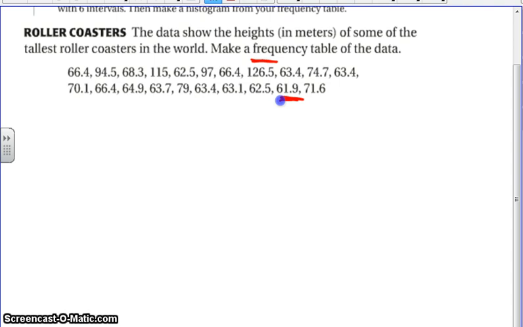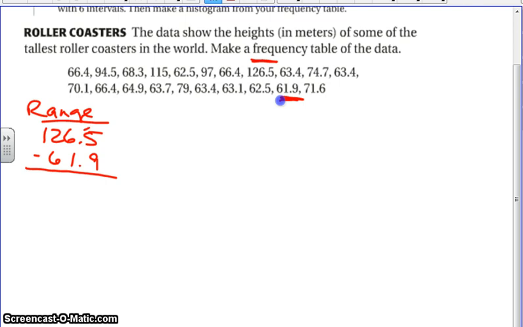So what can we do with that information? 126.5. Chris? Separate them into different categories, like do 61.9. You could, but let's find the R. What is the R thing that we're finding? Say it? Range. We're going to find the range. How wide is this data?